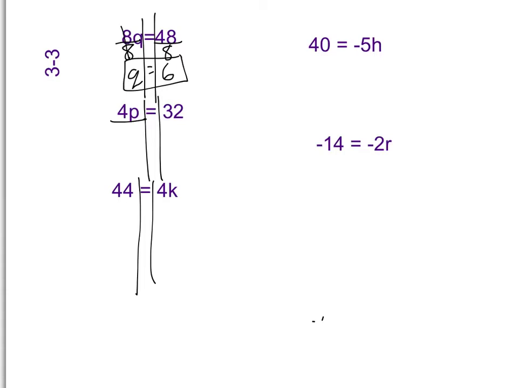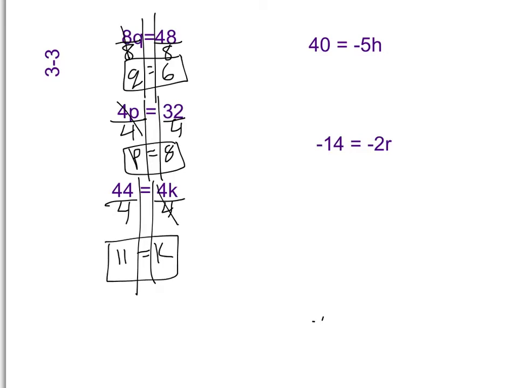The second one, I'm going to divide by 4 on both sides, and I get p equals 8 again. The next one, I'm going to divide by 4 again. Here I have k on the right and 11 on the left. Here's a negative. It won't stump me. I'm just going to divide by negative 5. Pretend like these are both positive.